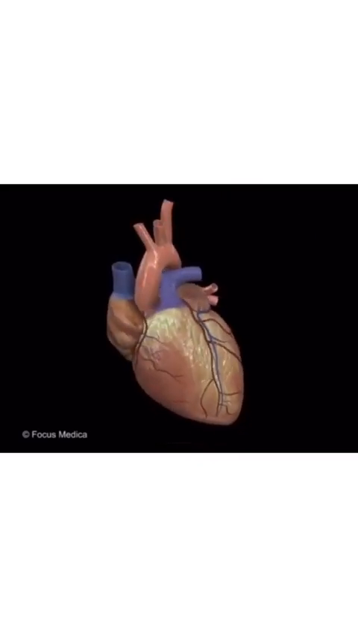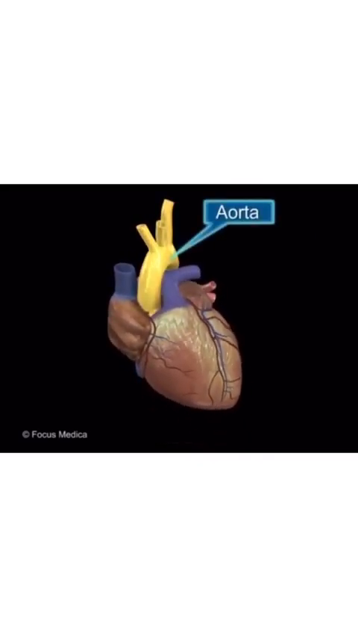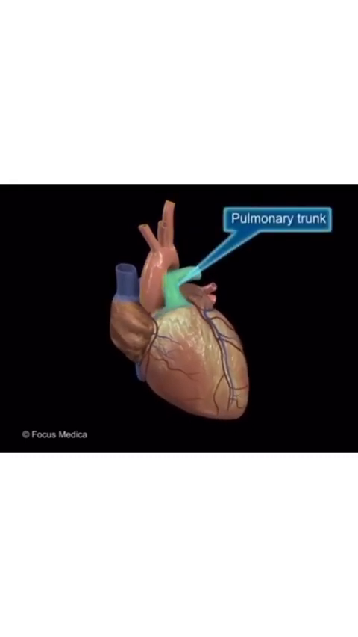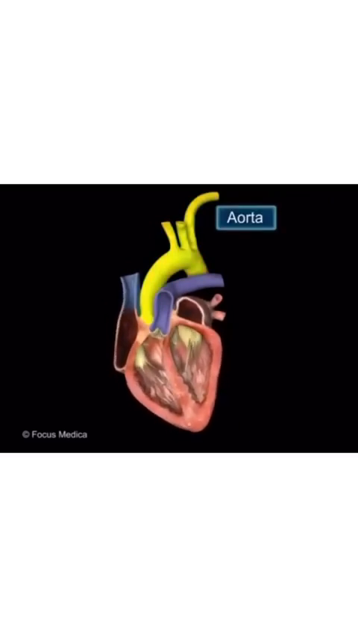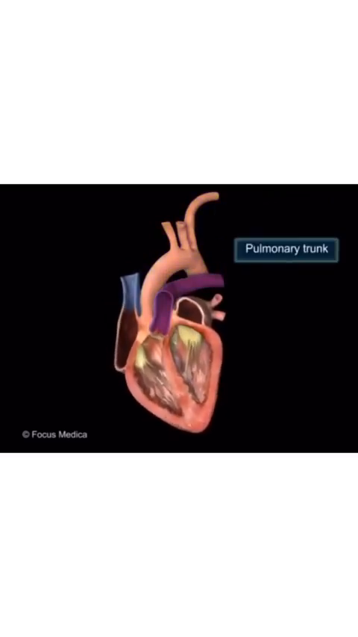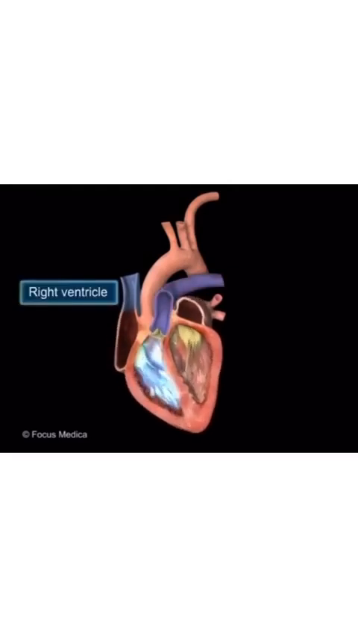From its upper part arises the aorta and pulmonary trunk. The aorta arises from the left ventricle, while the pulmonary trunk arises from the right ventricle.